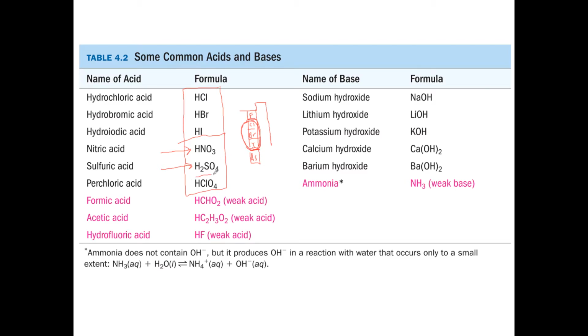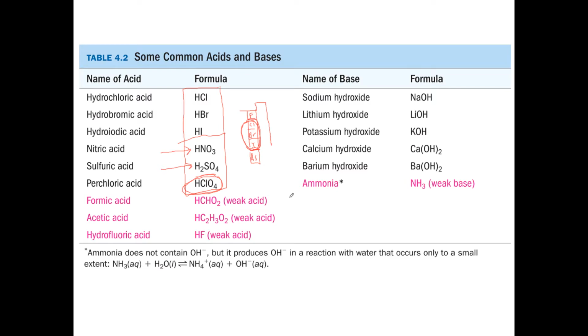This one's the hard one to remember, perchloric acid. So if I was memorizing this list, I would start with the easy ones, but I would keep that one in the corner of my eye. Perchloric acid, suspect. Okay, so these six acids need to be memorized. Here's some weak acids which don't need to be memorized.